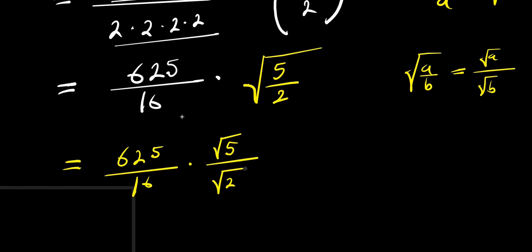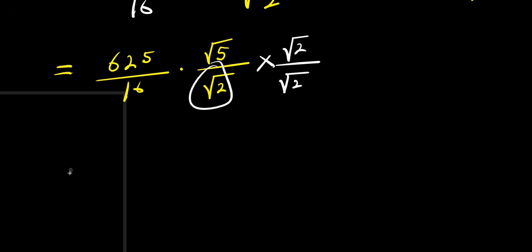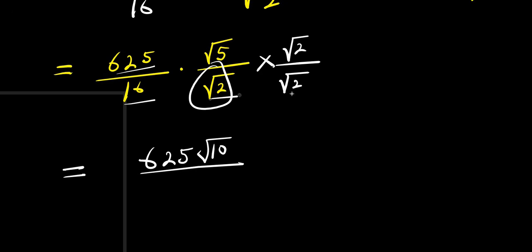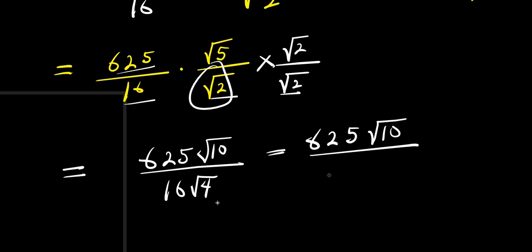Now, what we can do is to rationalize this denominator because we have the square root of 2 here. We multiply this by the square root of 2 divided by the square root of 2. So from here, we are going to have 625 times root 5 times root 2. Root 5 times root 2 is root 10, so we have 625 root 10 divided by 16 times root 2 times root 2, that is root 4. We have 16 root 4. And from here, we have 625 root 10 divided by root 4, which is 2, so we have 16 times 2.